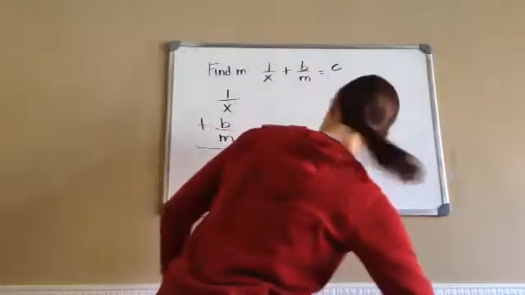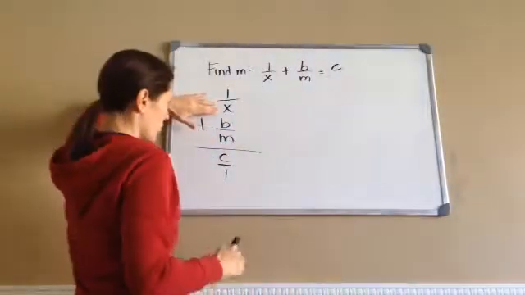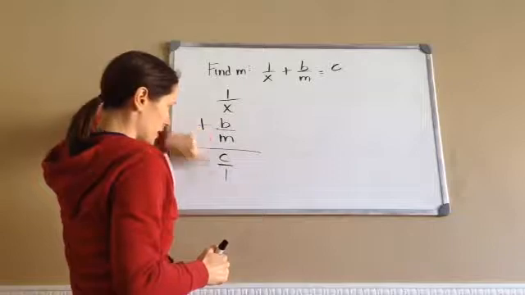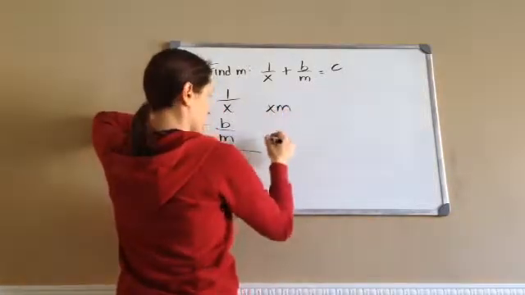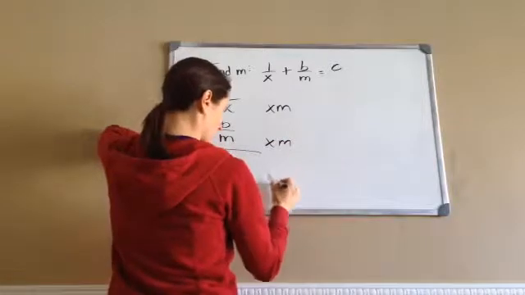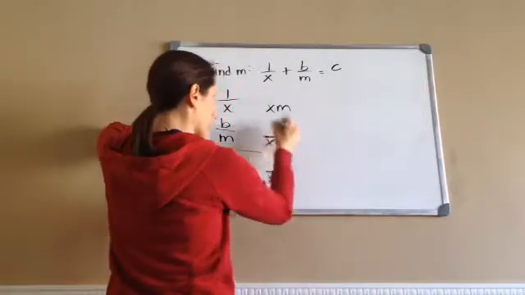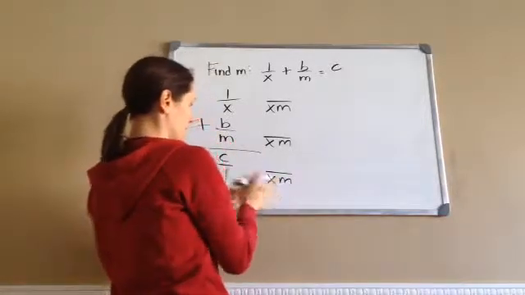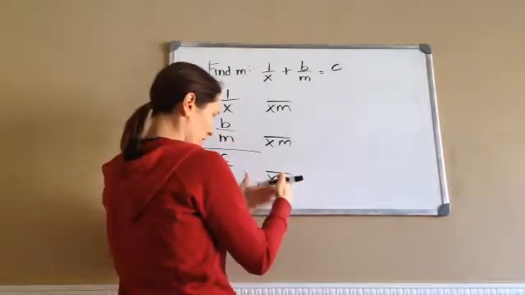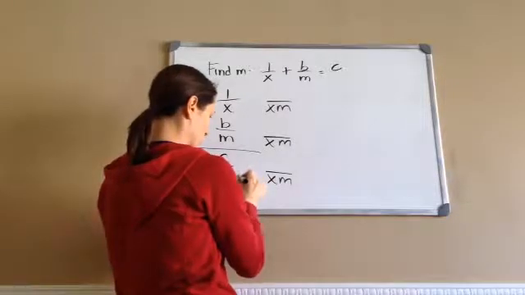Okay, now we're looking at our denominators, x and m and 1. So basically our denominator needs to be xm so that it combines all of them. Alright, now that we've come up with a common denominator, we just basically ask ourselves to get from here to here, what did I have to do? Well, I have to multiply times xm.